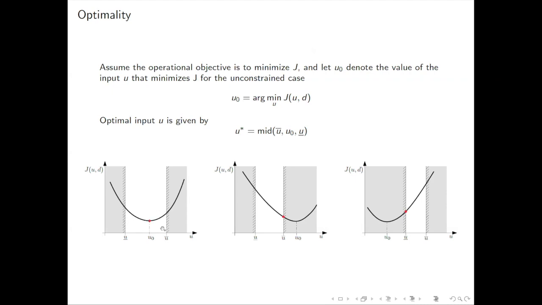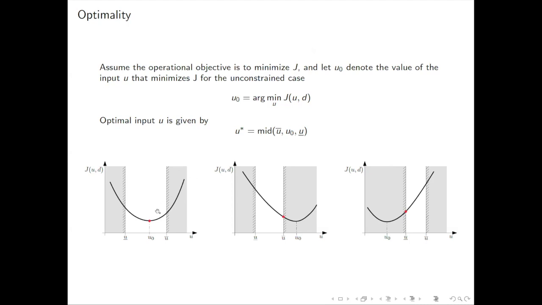And to get a unique value for the input u, we need to have another objective. Typically, this is a control variable which has a desired set point. In the case of economic optimization, the desired input denotes the value of the MV that minimizes some unconstrained optimization problem. Assuming feasible operation, in this case, the optimal input is given by a mid-selector.